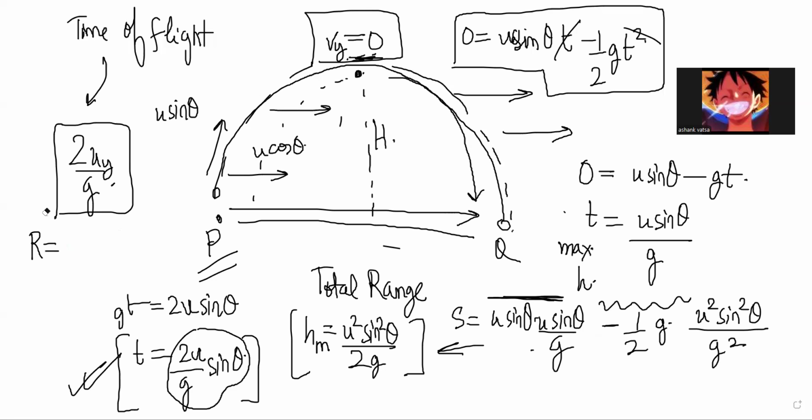Okay, one second. u square sine theta cos theta times 2 by g. And this 2 sine theta cos theta becomes sine 2 theta by g. So it's not important to just memorize the formulas. You need to know how each result is coming.